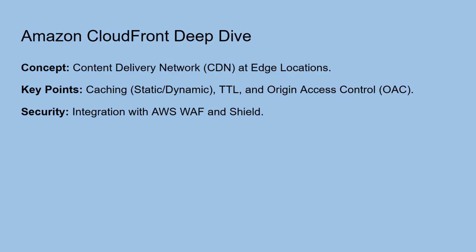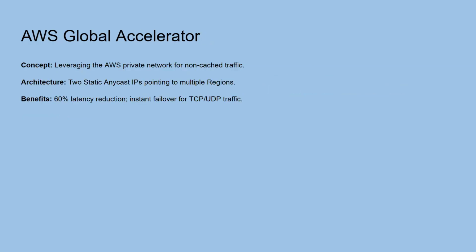And now we move on to Global Accelerator. So the concept here is you're leveraging the AWS private network for non-cached traffic. And the architecture is two static anycast IPs pointing to multiple regions. The benefit here is latency reduction: up to 60% latency reduction, and instant failover for TCP and UDP traffic.